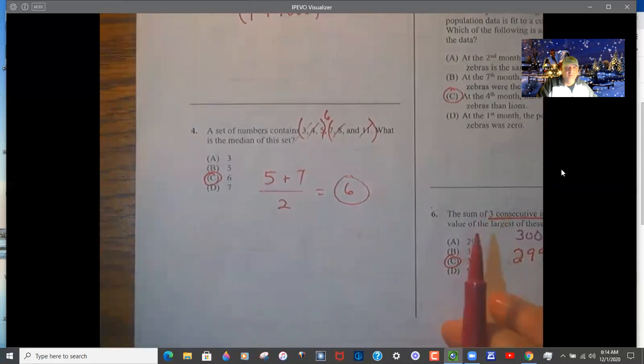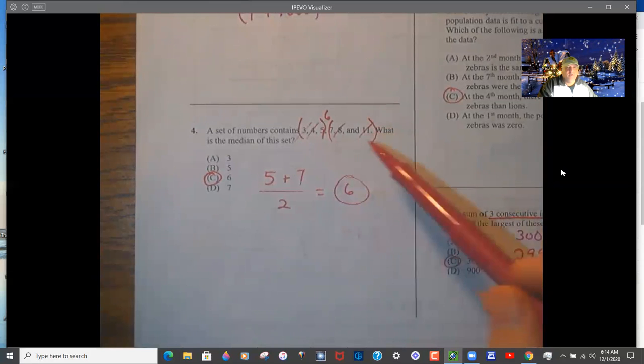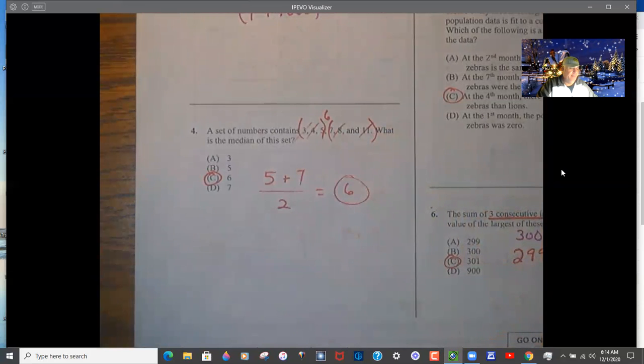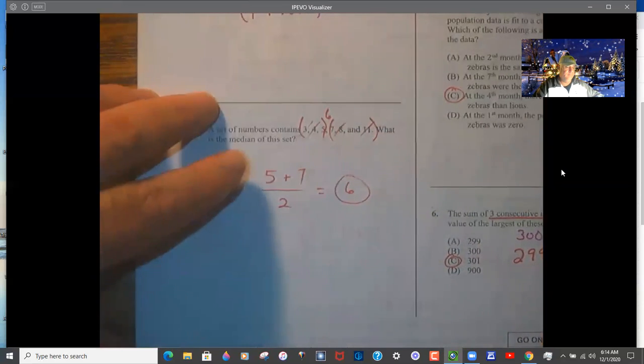Okay, so what is the median? So you want to get to the middle. So make sure they're in order. And so in between 5 and 7, and that would be 6. Pretty simple there.